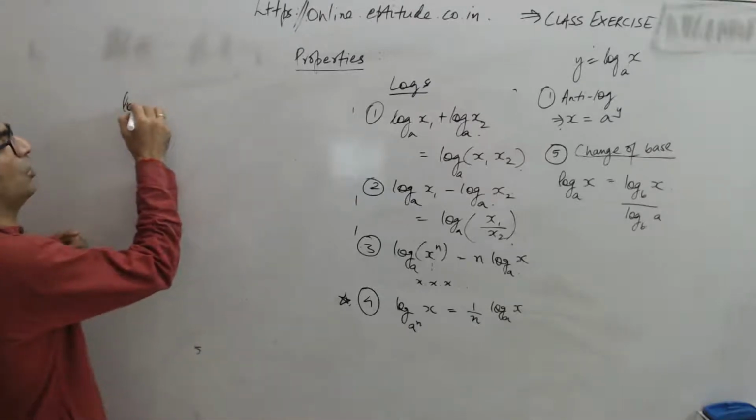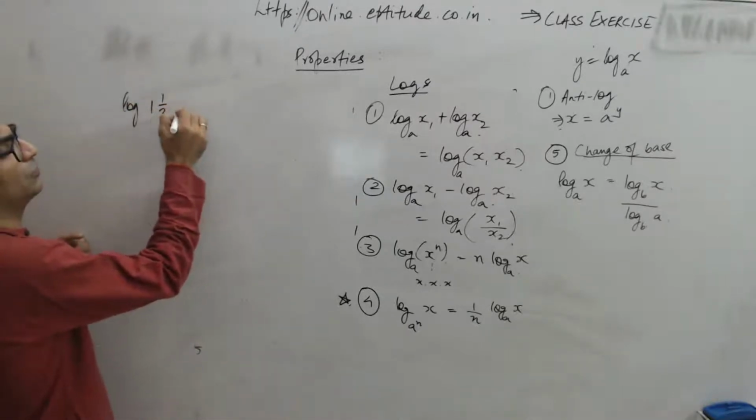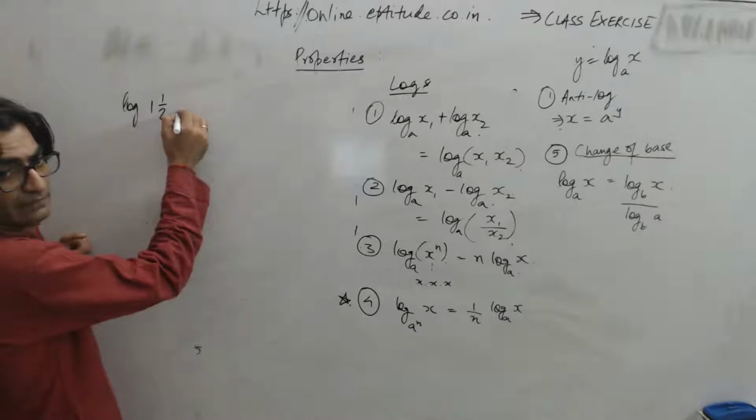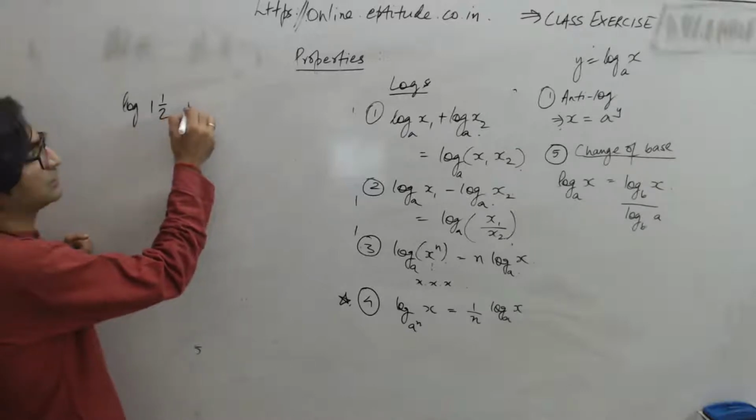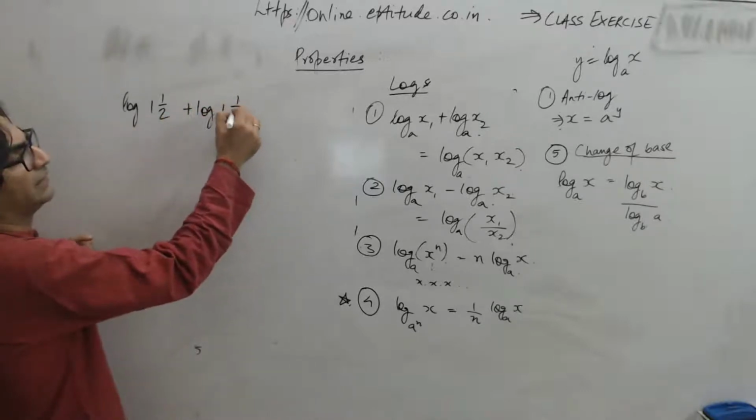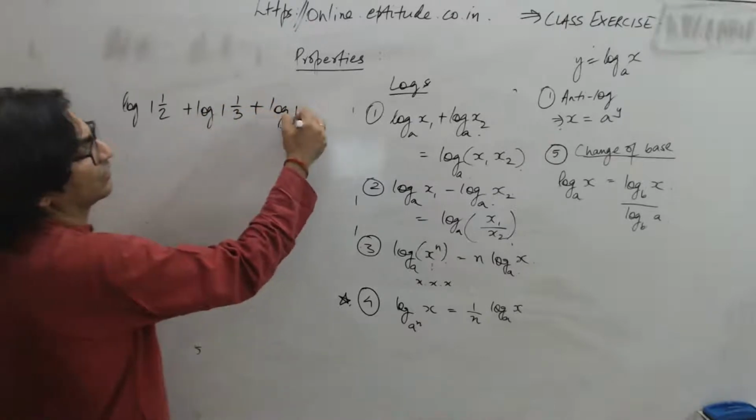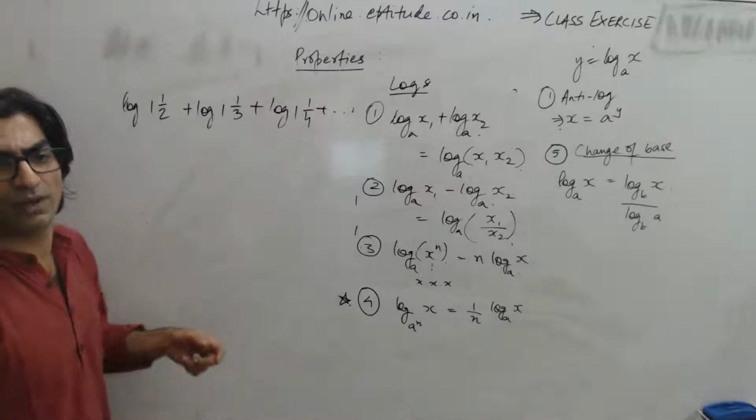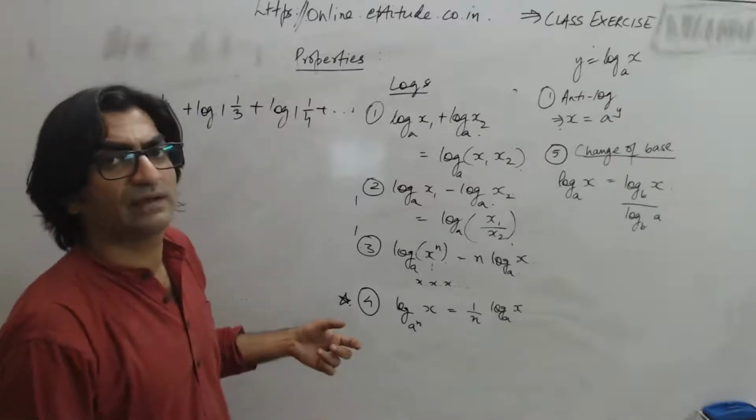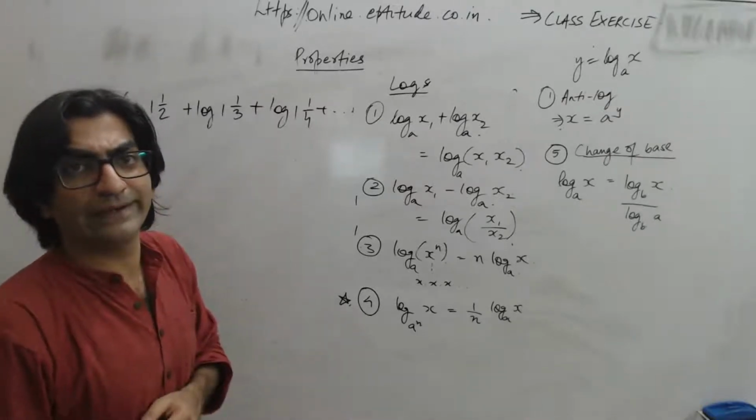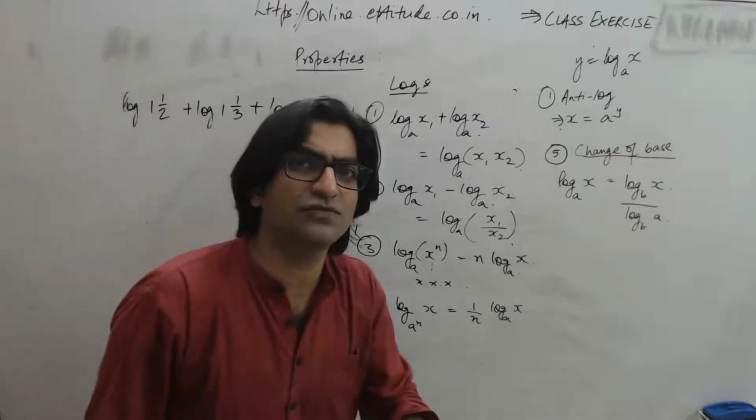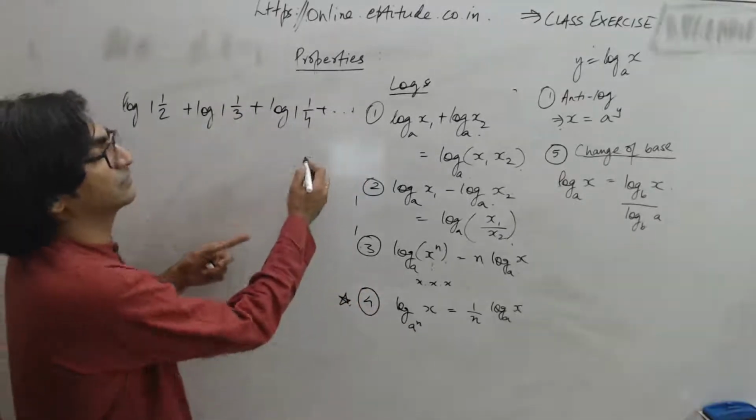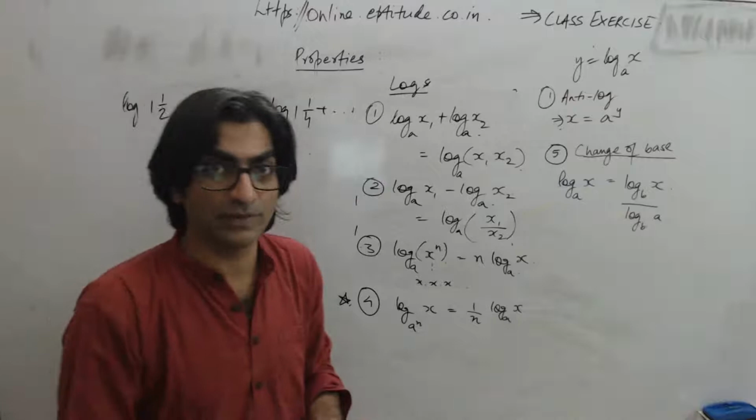So I have log of 1 by 2, and then it's plus log 1 by 3 plus log, and I can see the pattern. It's going to be 1 by 3, then 1 by 4, then 1 by 5, and it says go on to 198 terms. So the first challenge for me in such a question is to write the last term. What will its value be?